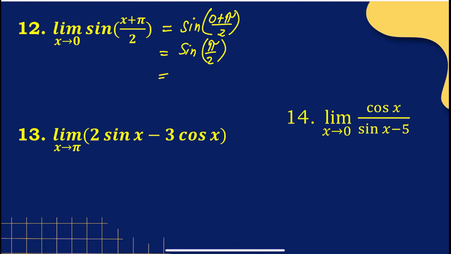What is sine pi over 2? Sine pi over 2 is equivalent to 1, because this is 90 degrees. Sine 90 is 1.